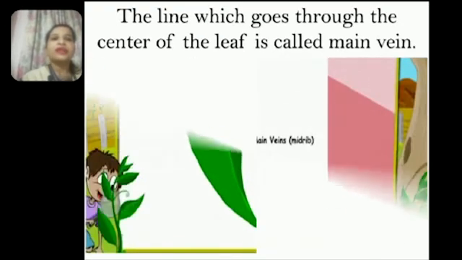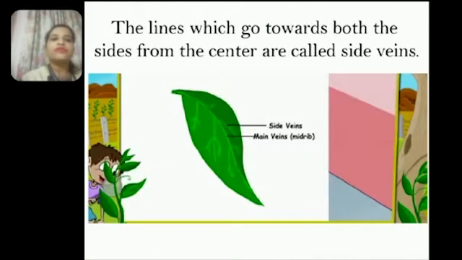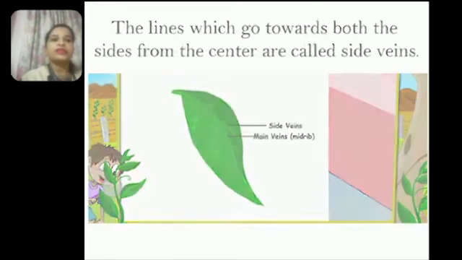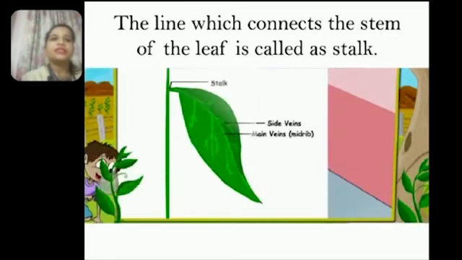The line which goes through the center of the leaf is called main vein. The lines which go towards both the sides from the center are called side veins. The line which connects the stem of the leaf is called stalk.